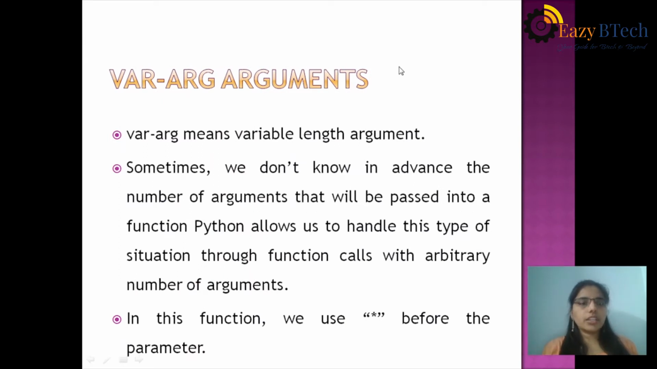Let's see another. This is the fourth type of argument. Vararg means variable length argument. Sometimes we don't know in advance the number of arguments that will be passed into a function. Python allows us to handle this type of situation through a function call with an arbitrary number of arguments. In this function, we use a star before the parameter.